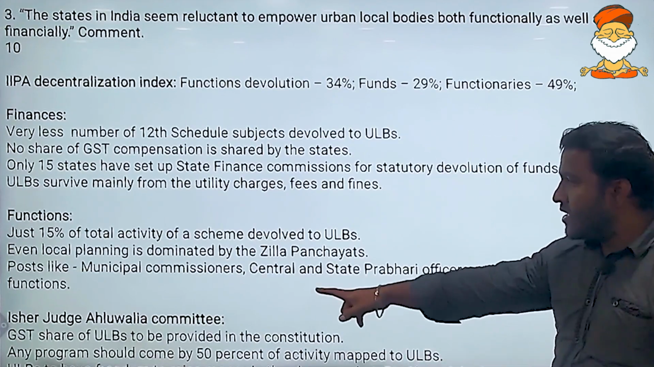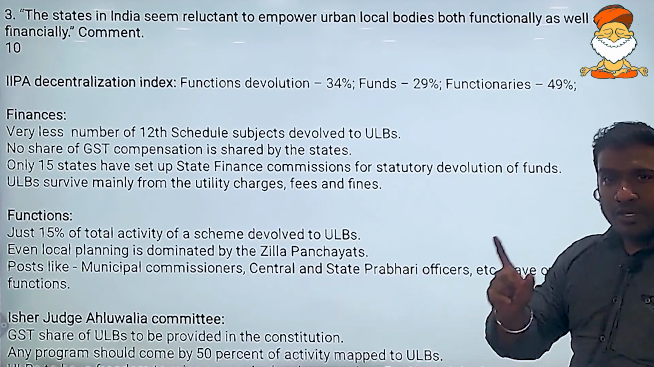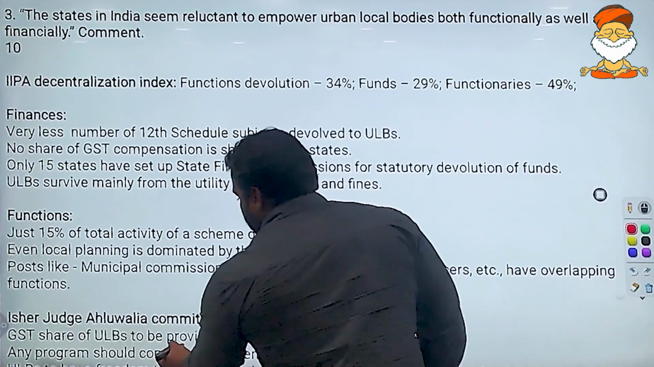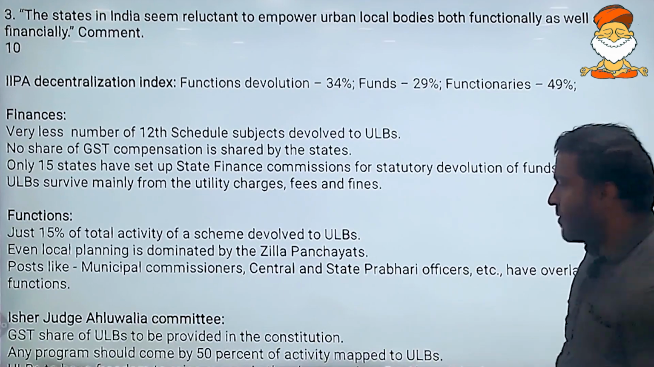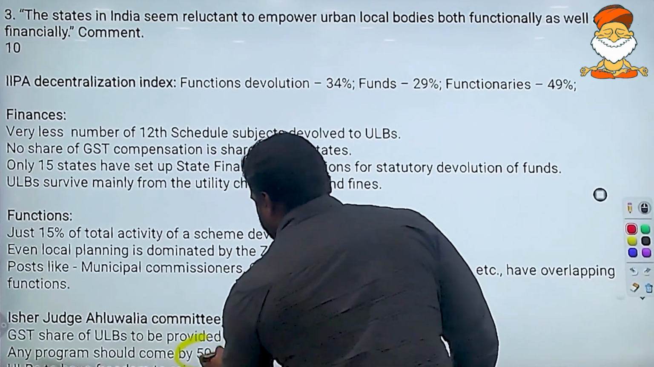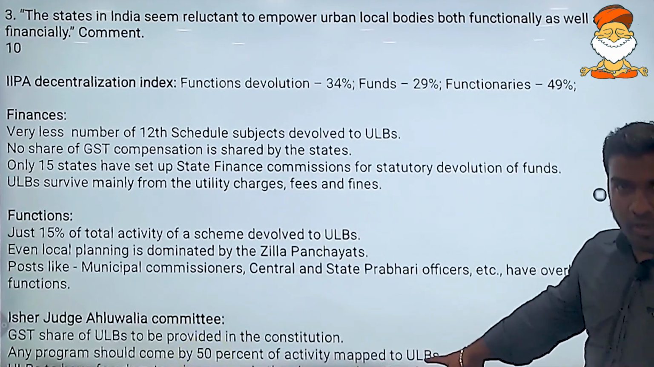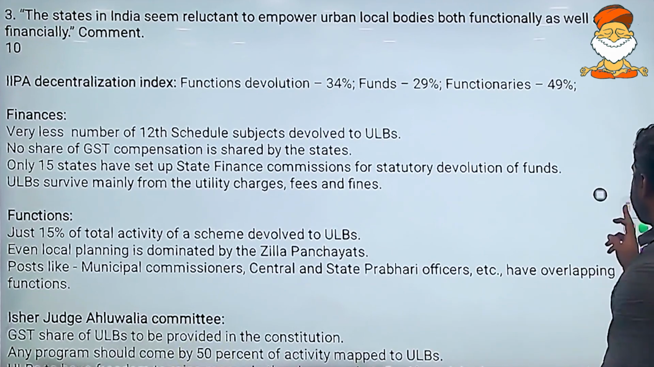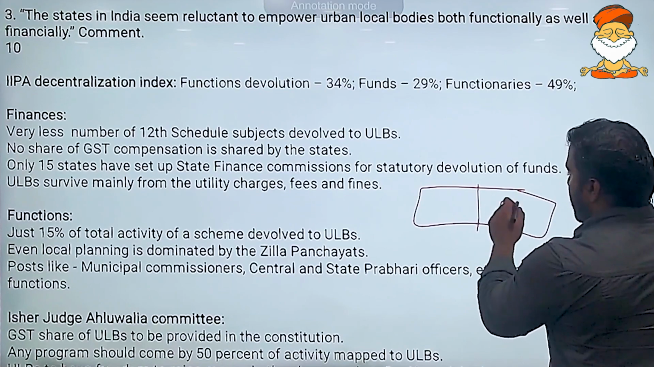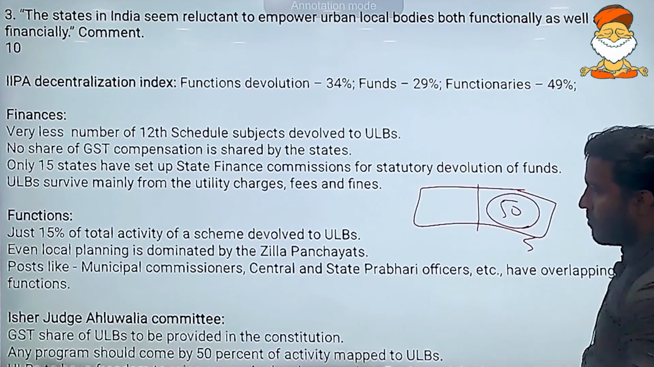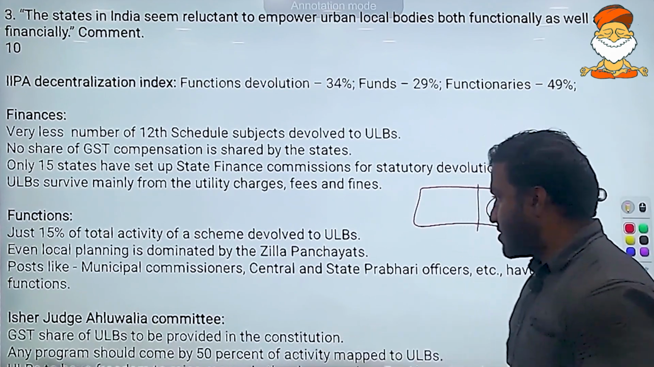She said that GST share should be given in the constitution for urban local bodies as well, and any program should have 50% of activity mapped to the urban local bodies. 50% in the sense, as we discussed, if 100 activities are there in a program, 50 activities should be for the urban local bodies.